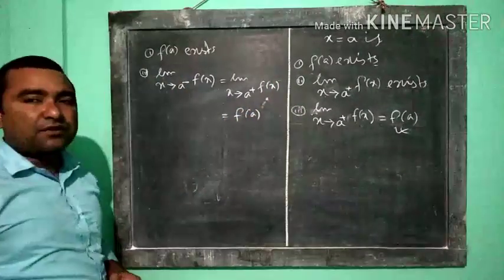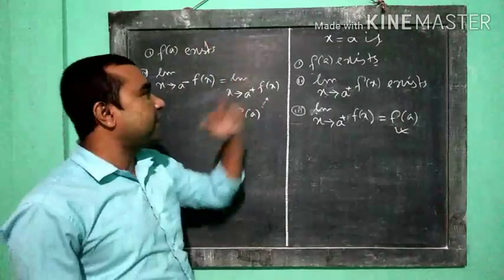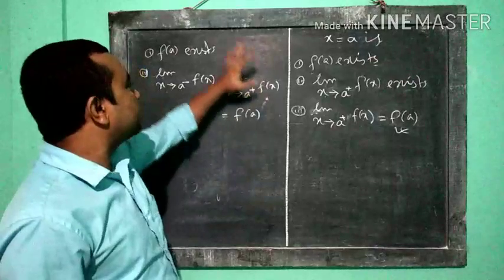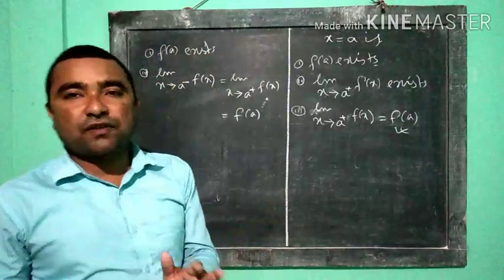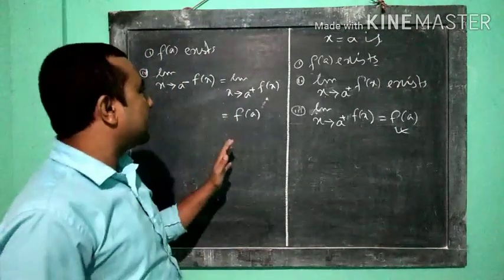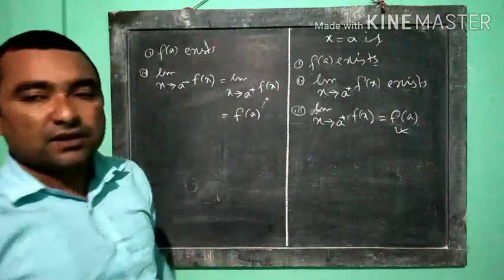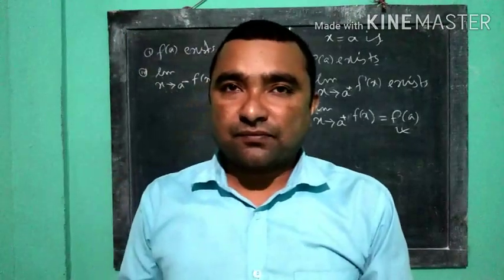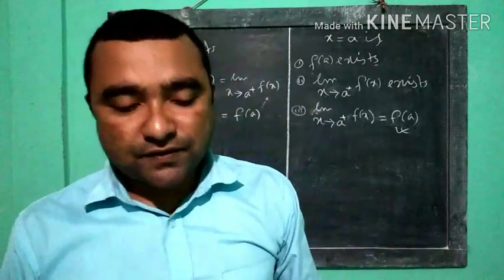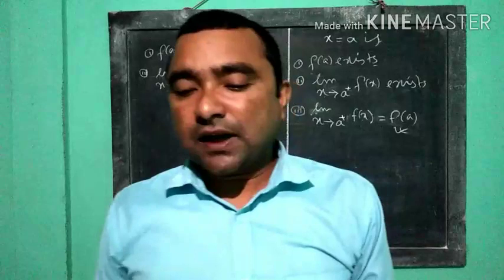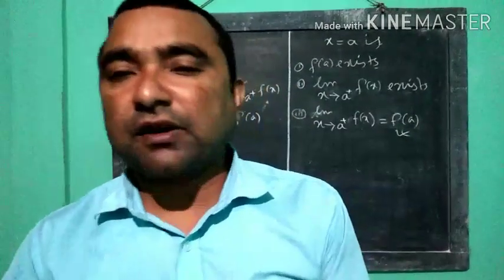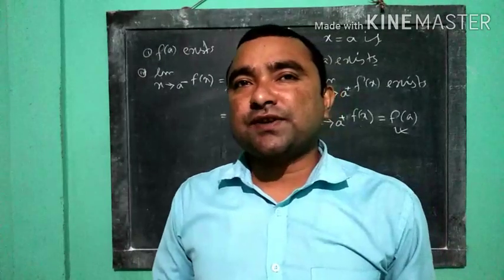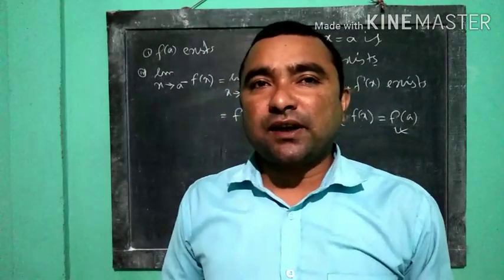That means if the three values of the function, the constant value of the function, the left hand limit and the right hand limit, are equal, then the given function is continuous function. This is the condition of a continuous function. Now there are some properties of continuous function. Now we are going to discuss some properties of continuous function.